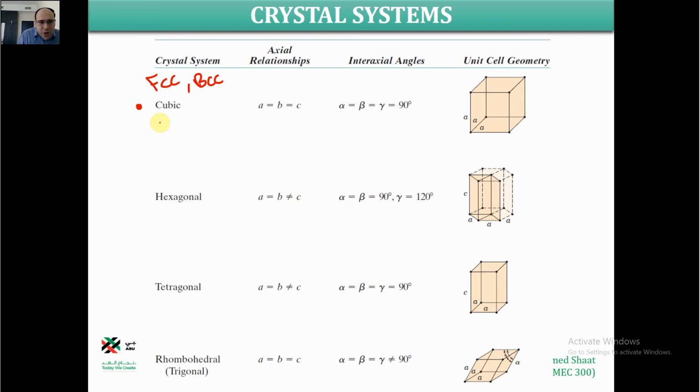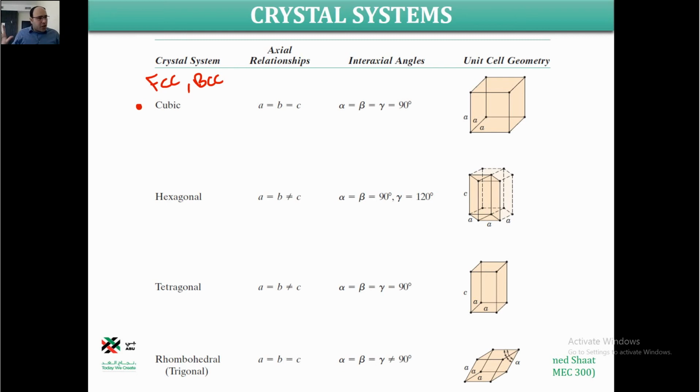So remember that the cubic system, here we are discussing the crystal system, is different than the crystal structure. The crystal system is like a family. It is like a group of multiple different crystal structures. So one crystal system may contain many different crystal structures. Make sense? So this is a group.